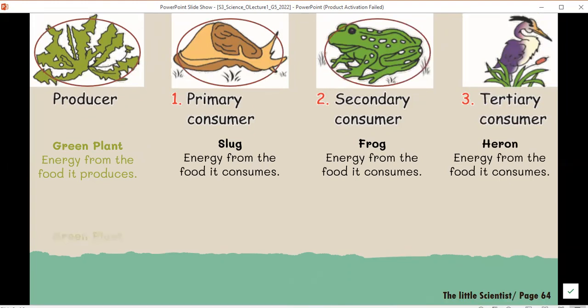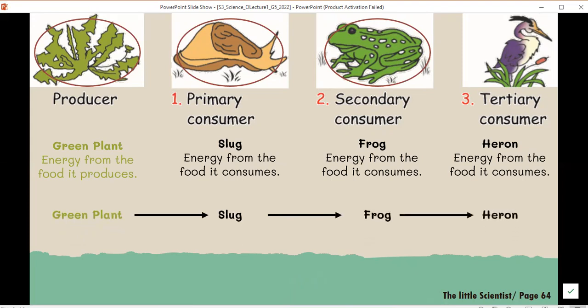We will start with the producer. We should start with this because there is no other organism that can come before, because the green plant doesn't get its energy from any other organism. So we start with the green plant. The green plant is eaten by the slug, you're right. The slug is eaten by the frog. The frog is eaten by the heron.